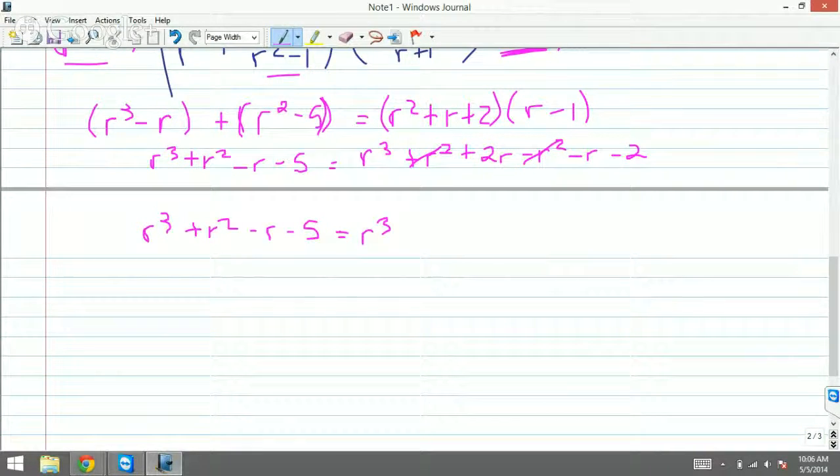What happened to those two R squared? They cancel because one's positive and one's a negative. Right? Plus R and minus R. Or plus R squared minus R squared. Check your answers.